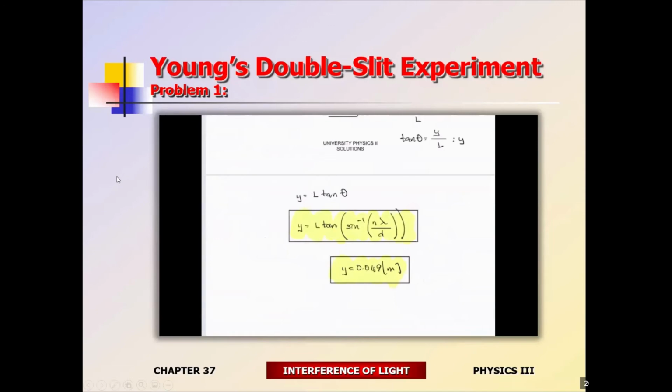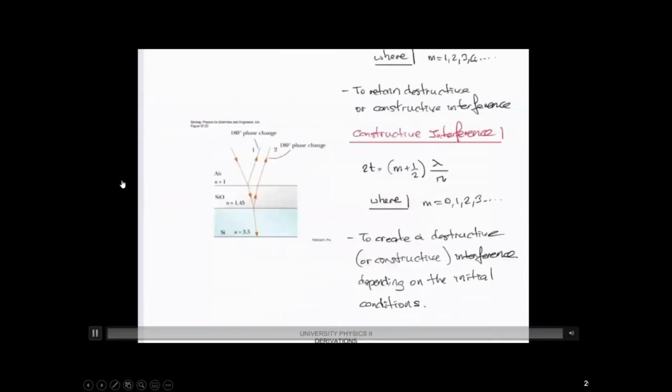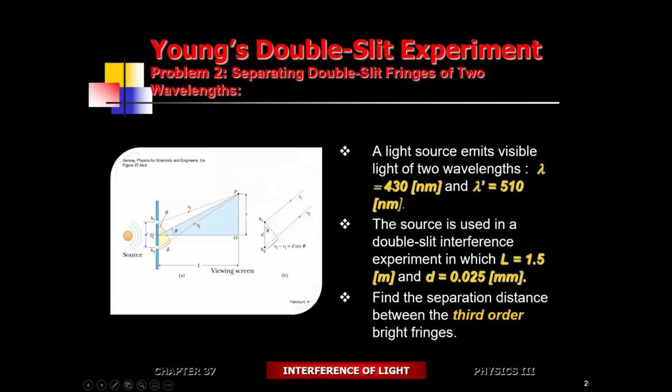All right, so this was an example of how to do this stuff and what not to do. Now this is problem number 2. The one that you will get to do is very similar to problem number 1, except now we will have two different wavelengths. We will have a single light source composed of two different wavelengths. When you have two different wavelengths, what do you think is going to happen?